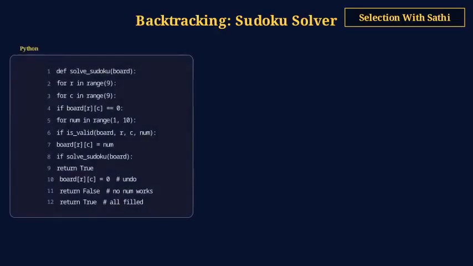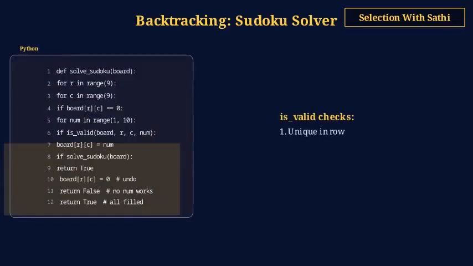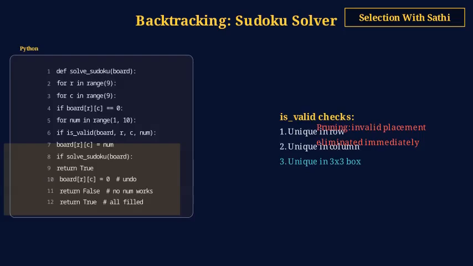Permutations of 1, 2, 3 using the swap approach. Fix 1 at position 0. Now permute positions 1 and 2. Fix 2 at position 1. Only 3 left at position 2. First permutation, 1, 2, 3. Swap back.